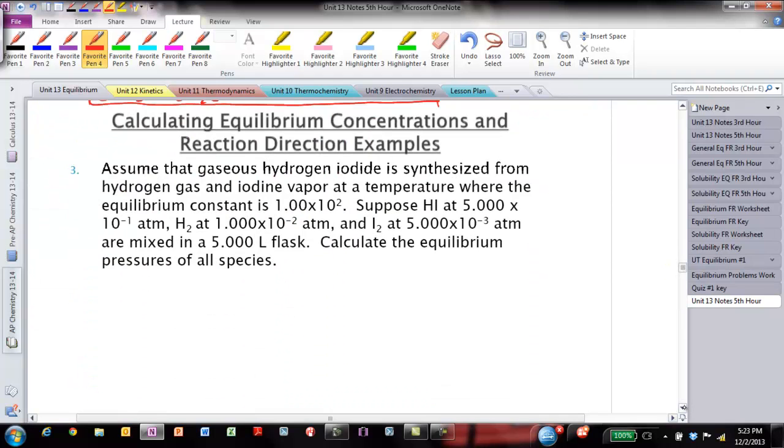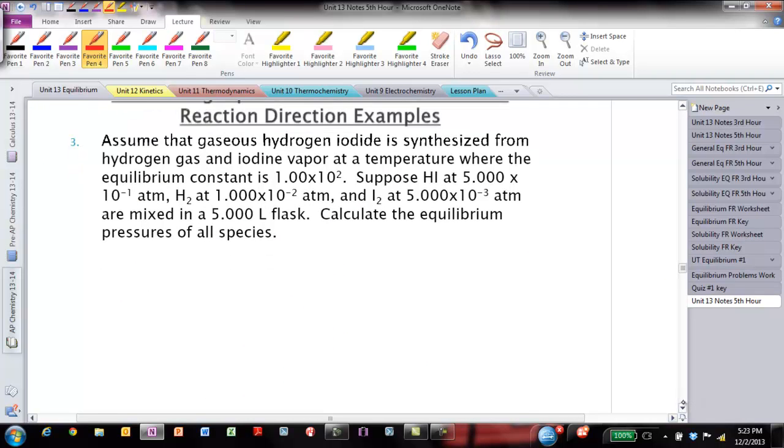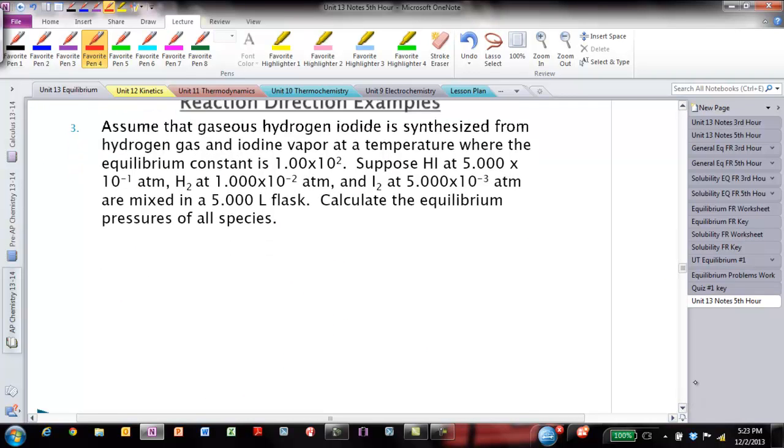Finally, we're going to do one more of these. Assume that the gaseous hydrogen iodide is synthesized from hydrogen gas and iodine vapor. So we want to go ahead and write an equation about the synthesis. So hydrogen gas and iodine vapor yields HI, and we have to put a 2 there. So the equilibrium constant is 1 times 10 to the second, which we call 100. It's just got 3 sig figs.